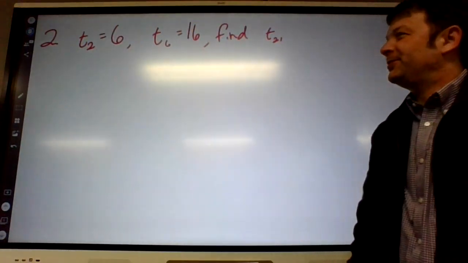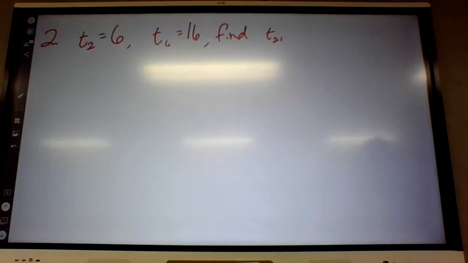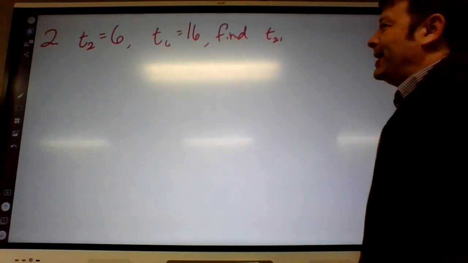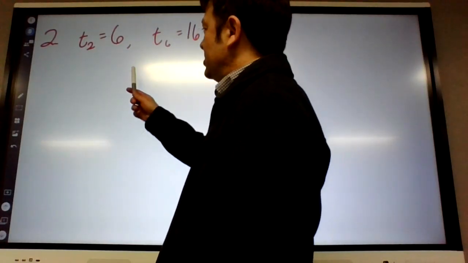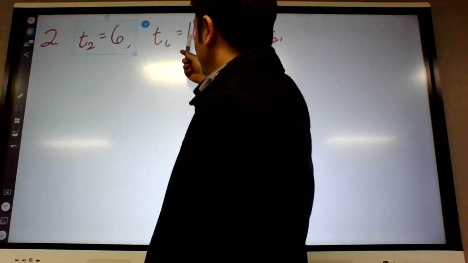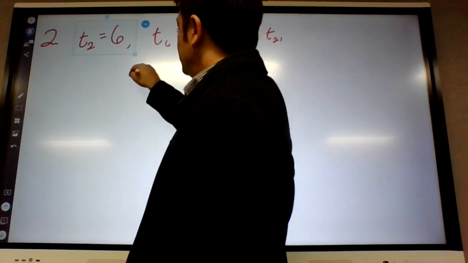What does that mean if it's an arithmetic sequence? It's adding the same value over and over. So how can we figure out what value we must be adding here? Can you just subtract the value and divide? Yes. So from 6 to 16, we're going up by 10.